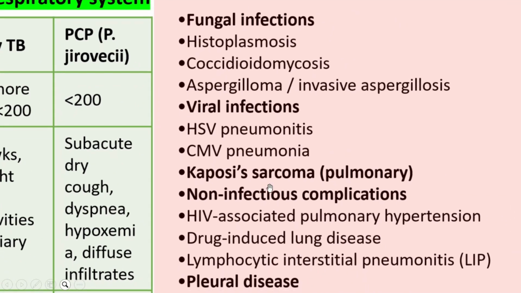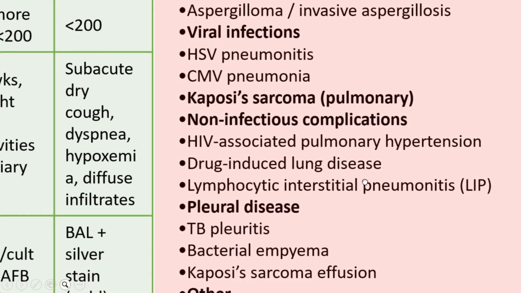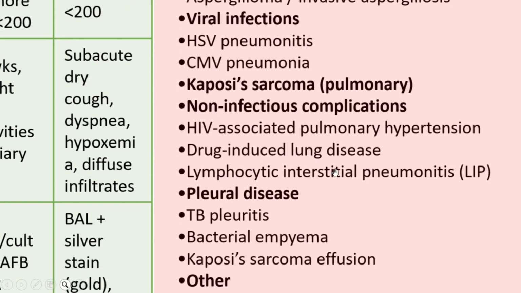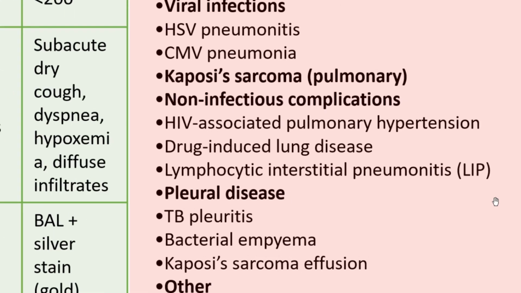Someone with respiratory problems, sometimes we have other things that could be going on in the lungs that could actually cause this, and one is that we have fungal infections like histoplasmosis, coccidioidomycosis, aspergillomas, invasive aspergillosis. Then we have viral infections like HSV, CMV. We can have Kaposi sarcoma also having pulmonary manifestations. We can have non-infectious complications.